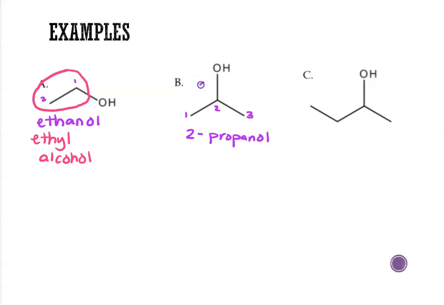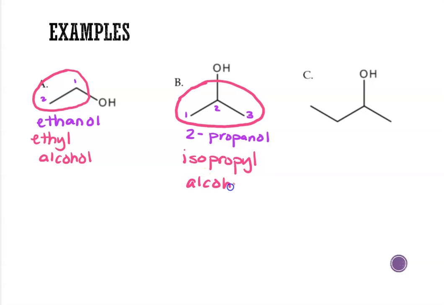So for the common name, if we just look at the group that's attached to the OH, this is an isopropyl group. So we would just call this isopropyl alcohol, which is the stuff that you buy in the store.